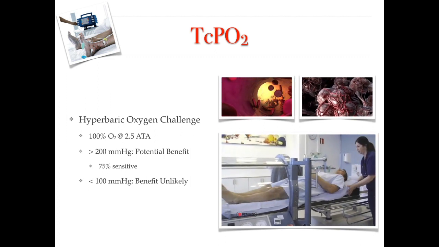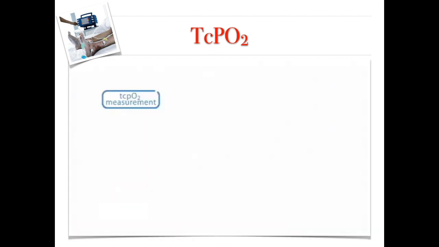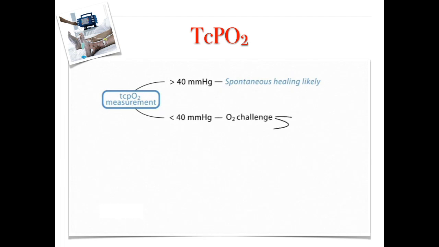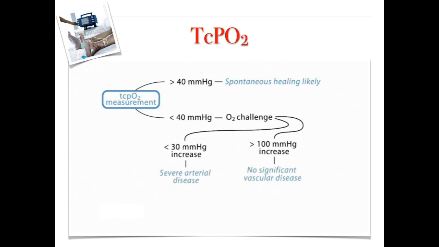A patient with a chronic wound is subjected to a TCPO2 test. The TCPO2 value of more than 40 millimeters mercury indicates that the patient will heal spontaneously. If the value is less than 40 millimeters mercury, the patient can be subjected to an oxygen challenge.